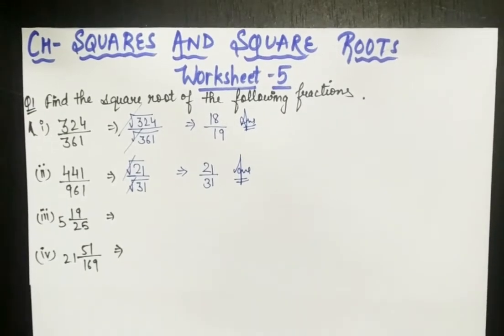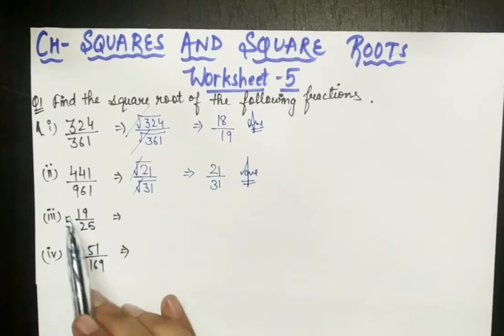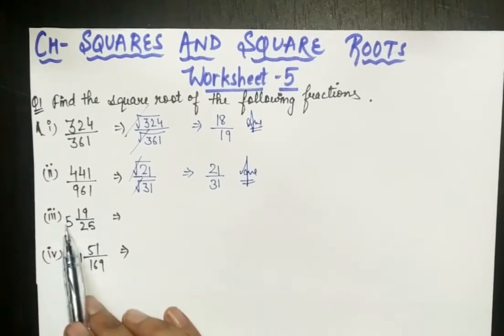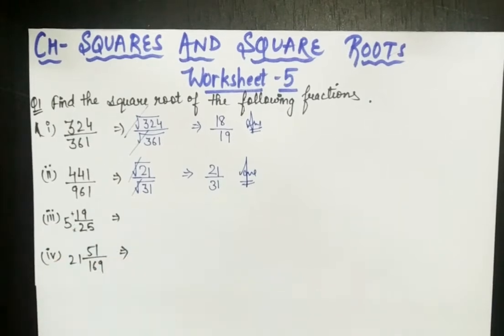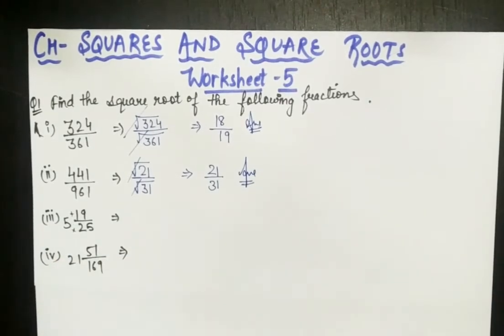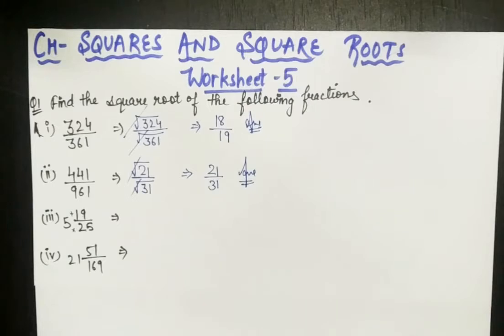So how will you be doing this? I think you have learned this in your previous classes already. First you have to multiply the denominator with this number, means 25 into 5. Here we will be multiplying and then we will be adding. So 25 into 5, and then plus 19. What's that number?